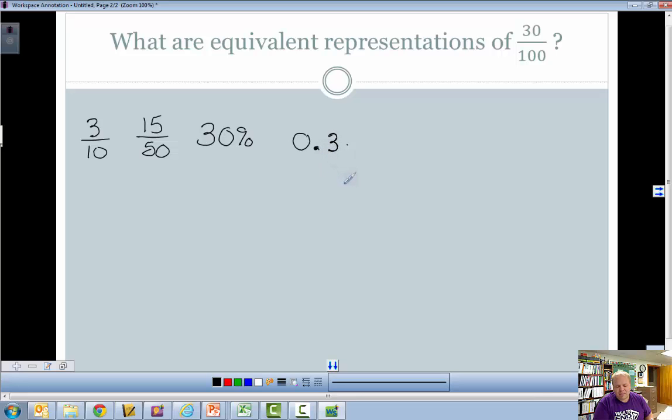These are just some different ways I can represent this. I can do it as a fraction. I can do it as a percent. And then finally I can do it as a decimal. Some of your questions on your assignment are going to ask you to write some different representations of a number. Remember, it can be a fraction, a percent, or a decimal. Alright, let's see what the next slide is all about.